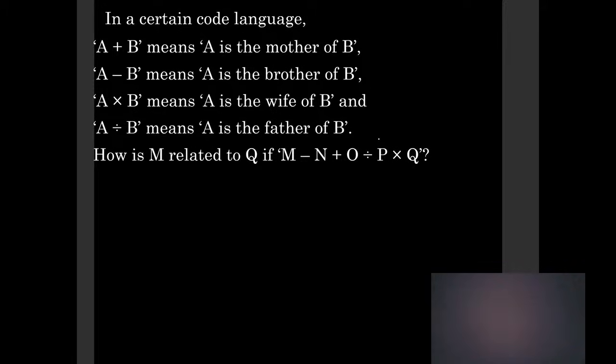First, M minus N. For M minus N you should check what A minus B means. Next, N plus O. N plus O means, again you should check what A plus B means. Next, O divided by P means A divided by B. Similarly, P into Q means A into B. With the help of those relations, you can try to solve. After that, we should take the relation. Now, we should check how M is related to Q. What is the relation between M and Q?